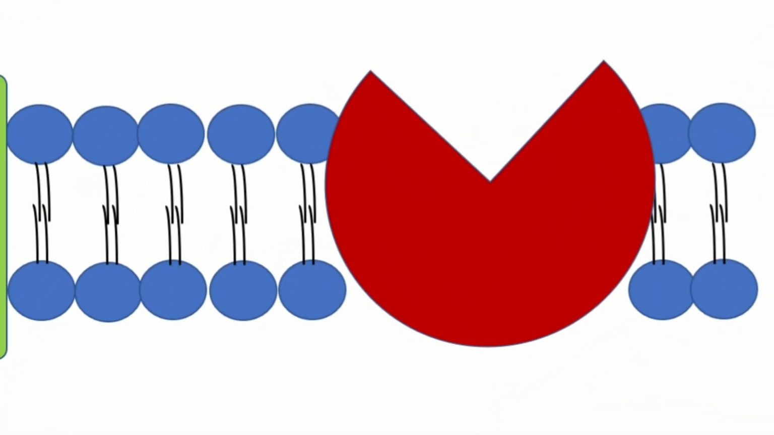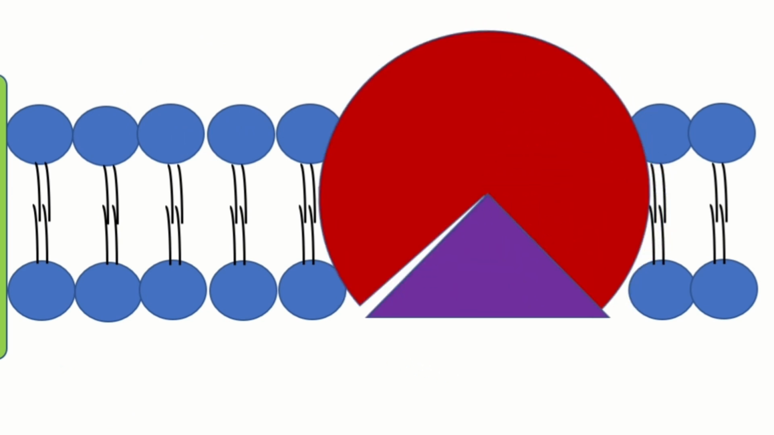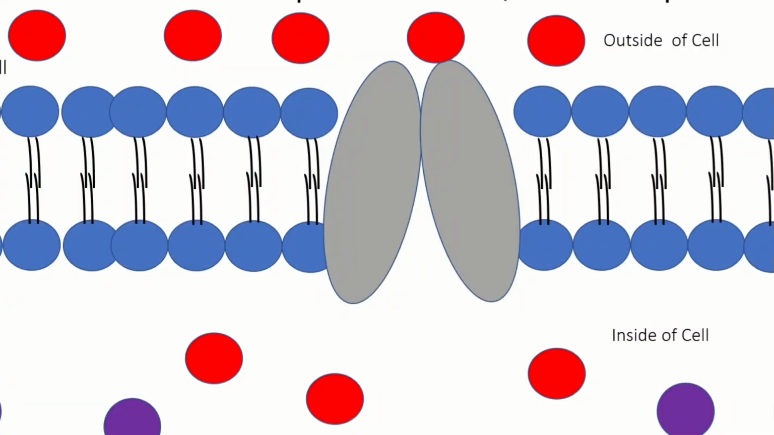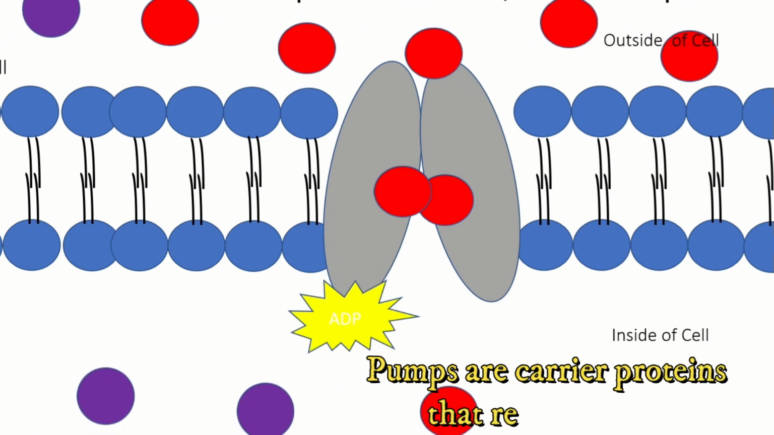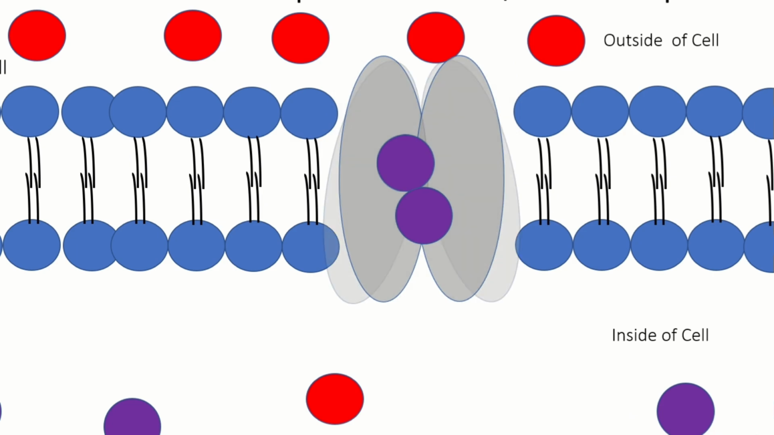Carrier proteins are membrane proteins that physically bond to specific substances, changing shape and moving them across. Here, the wrong molecule comes in contact with the carrier protein and no reaction occurs. But when the appropriate one bonds, the carrier protein brings the molecules in, provided that the concentration gradient is going from high to low. Now, some carrier proteins act as pumps, which require ATP, and this is a form of active transport, which I'll talk about in my next video.